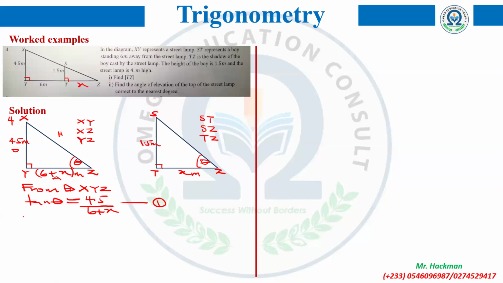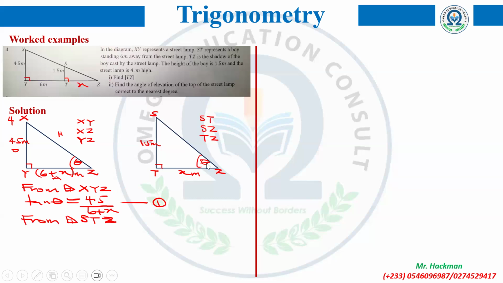Now I come to my second triangle for my second equation. So from the second right angle triangle, those who were saying you didn't really understand after explanation, you said you are fine. I will ask you to help me or convince me that indeed you are fine. So triangle STZ.